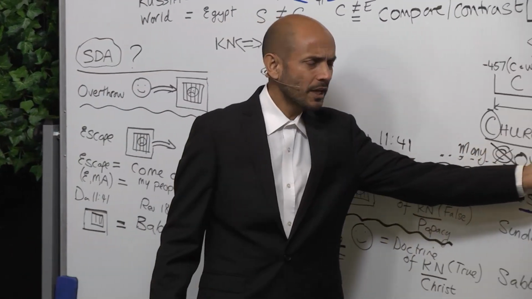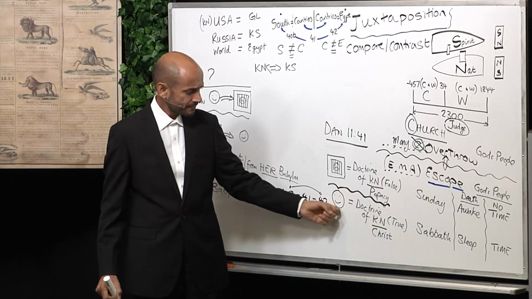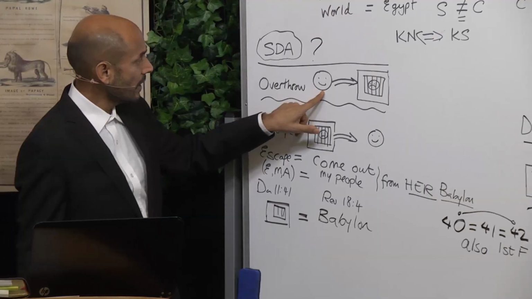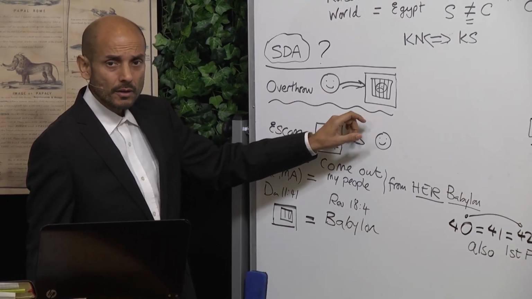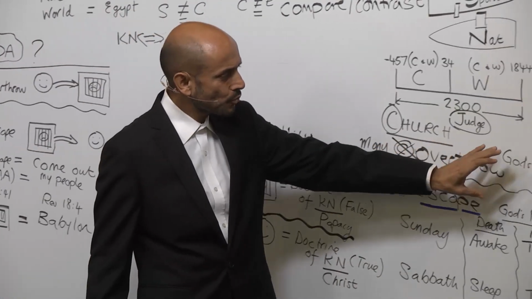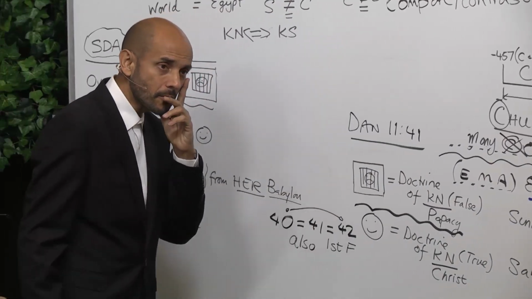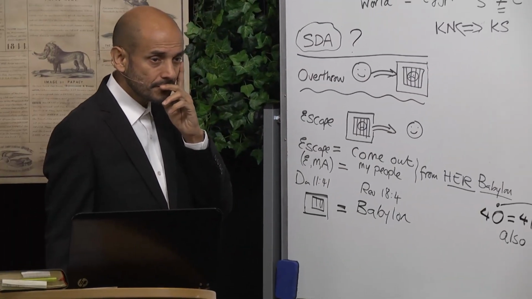We know they're God's people because they're free, but they're going to go into prison. So we know that this association is correct, and this assumption.